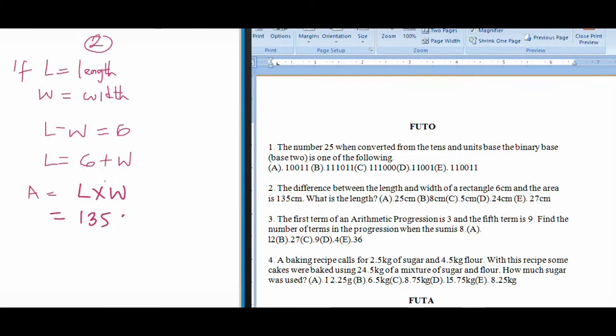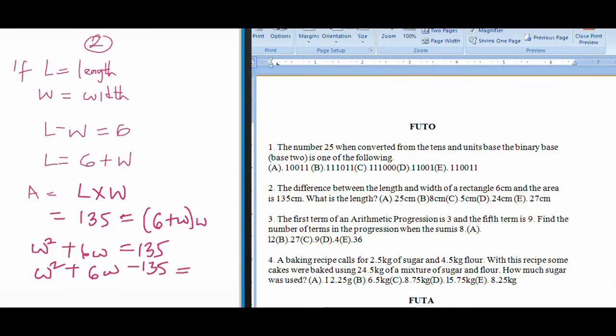Now opening the bracket will give us W square plus 6W equals 35. So W square plus 6W minus 35 equals 0. As you can see, this is a quadratic equation, which means we have to solve for W using any of the methods we use in solving quadratic equations.